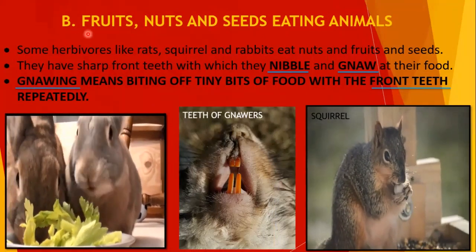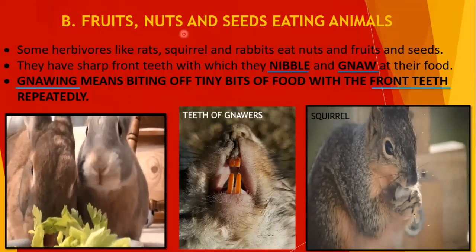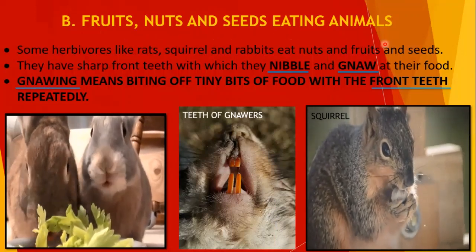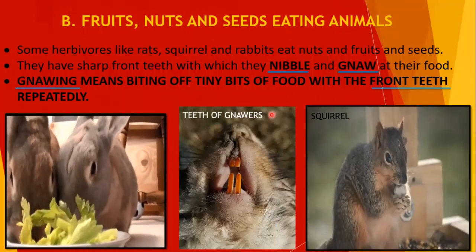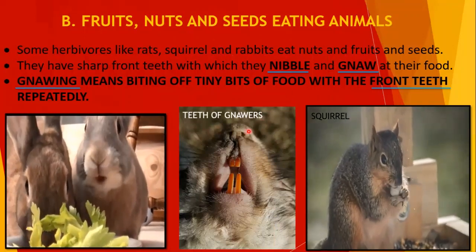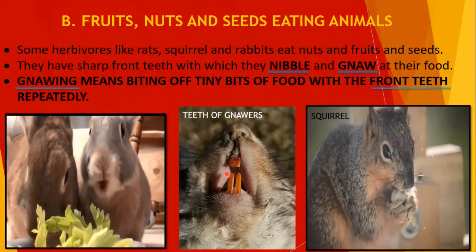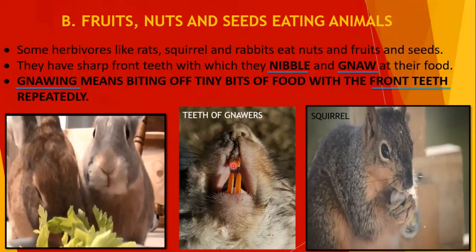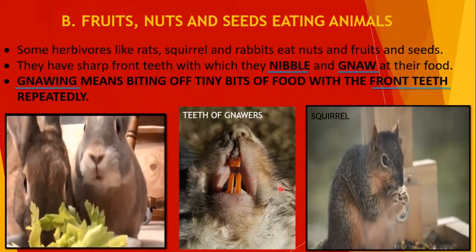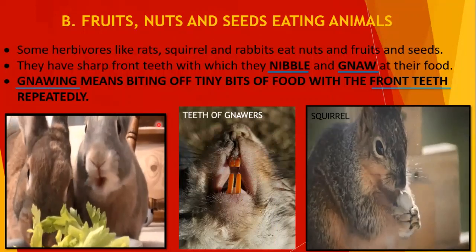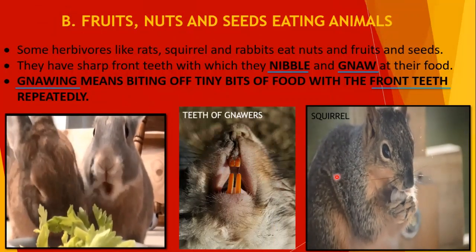Now we will discuss the features of fruits, nuts and seeds eating animals. Some herbivores like rabbits, rats, squirrels eat seeds, nuts and fruits. They have very sharp front teeth with which they nibble and gnaw at their food. This is called gnawing and the animals are called gnawers.